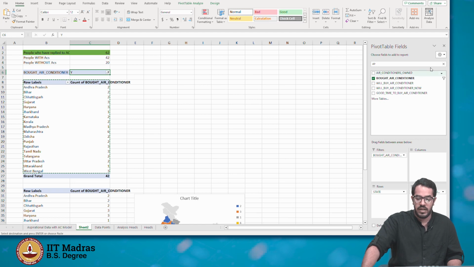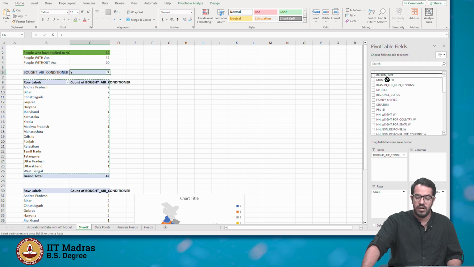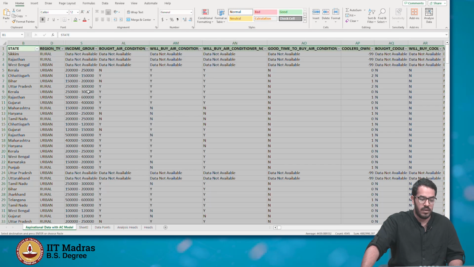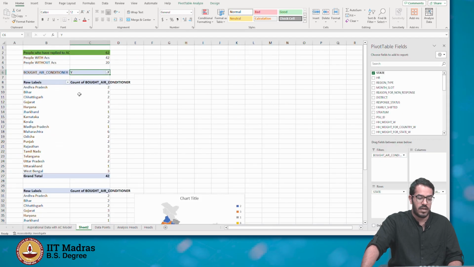Now, what we can figure out more from this specific pivot table right here is how many people are from an urban background and how many are from a rural background. To do that, I can put a filter of the region type. If we go back to region type, what is the region type saying? Region type is saying whether they are from an urban background or a rural background. So I'll come back here.